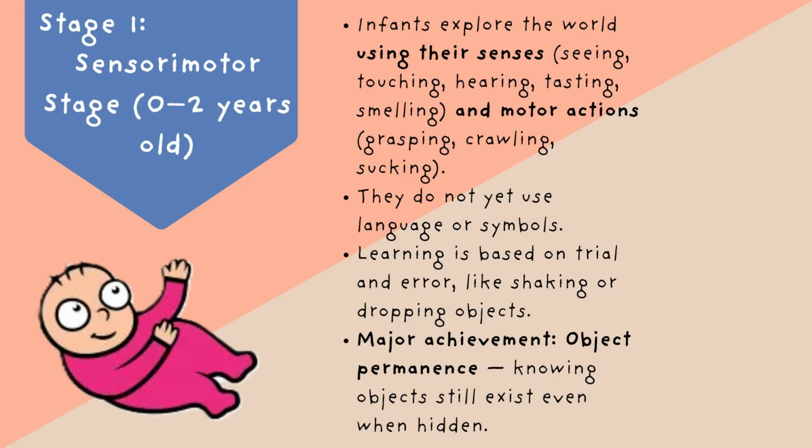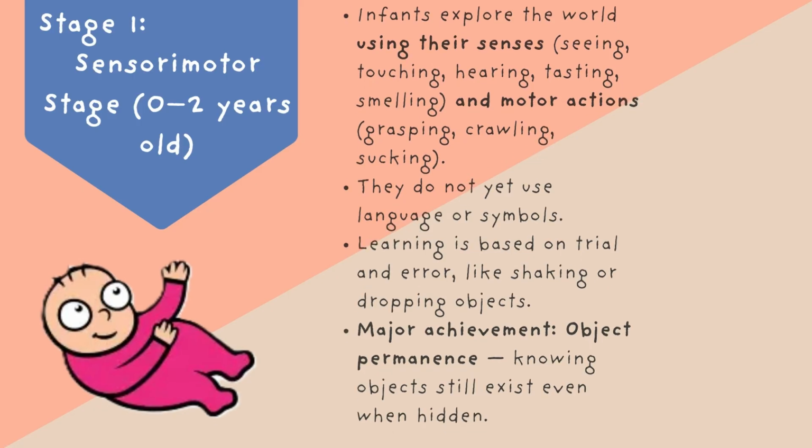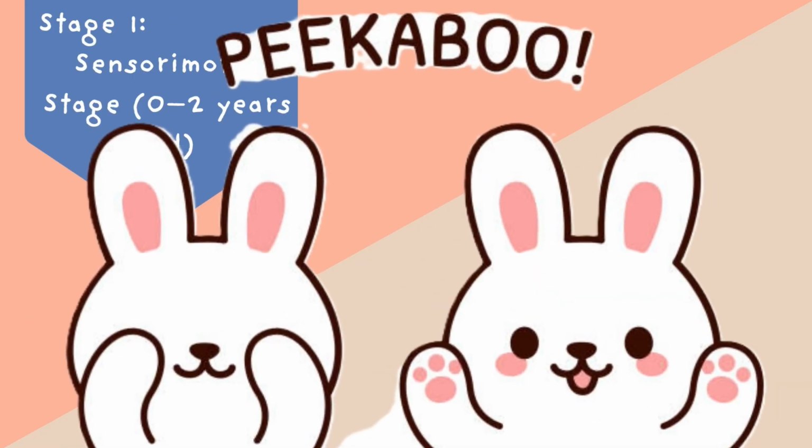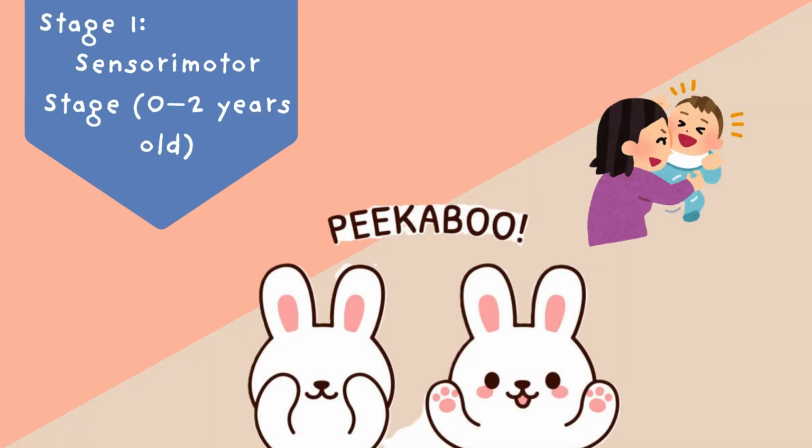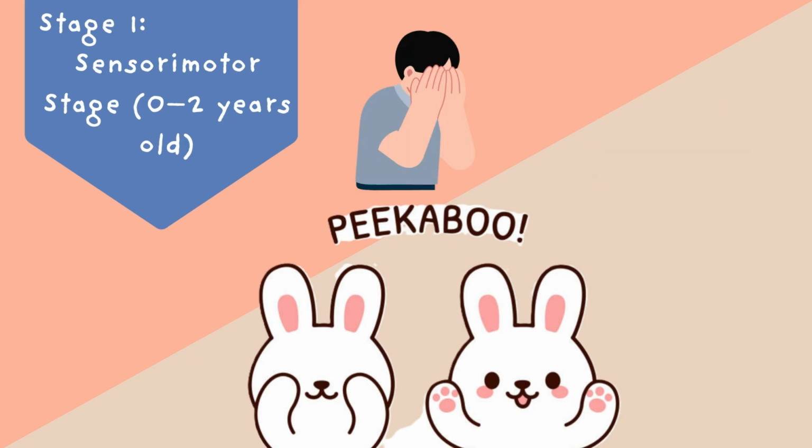A major milestone is the development of object permanence, understanding that objects continue to exist even when they are out of sight. For example, peekaboo. This classic game is enjoyable for infants because they are still mastering object permanence. When you cover your face, they think you have disappeared.